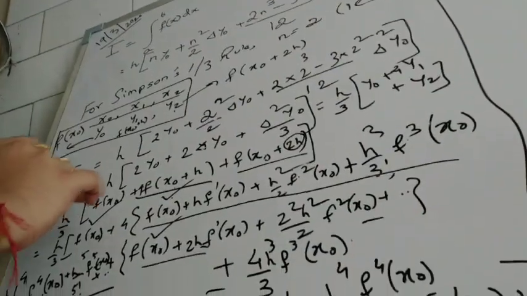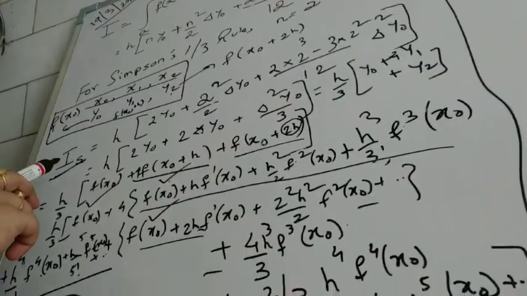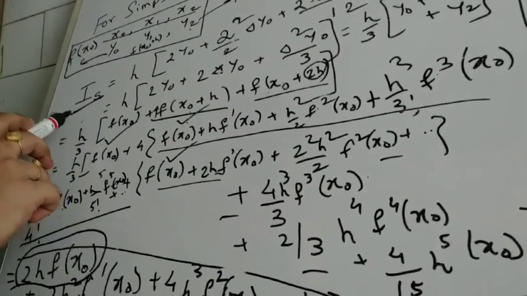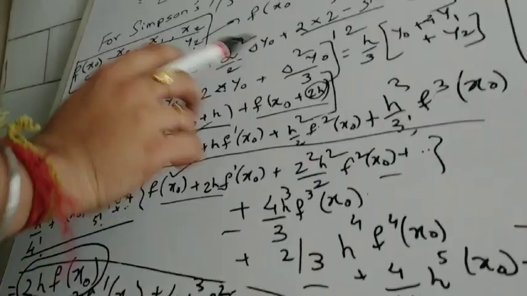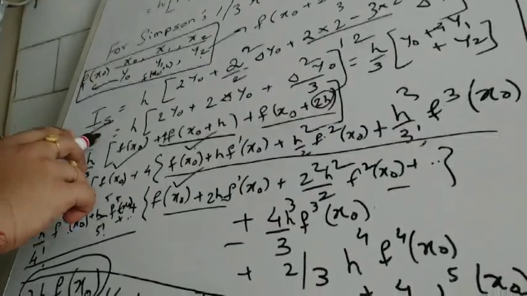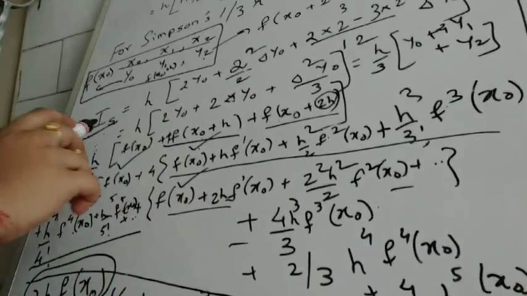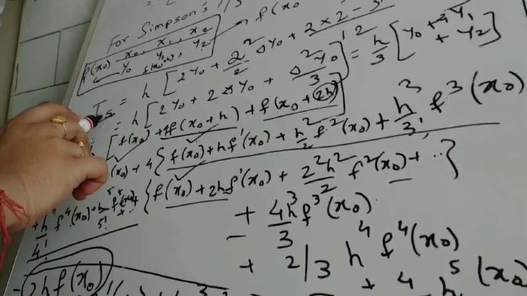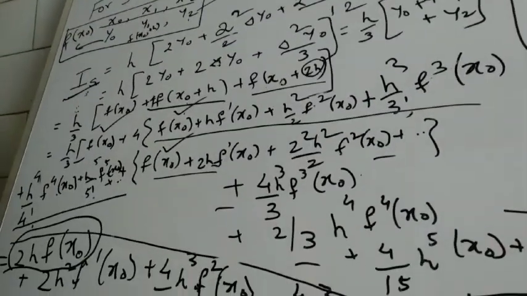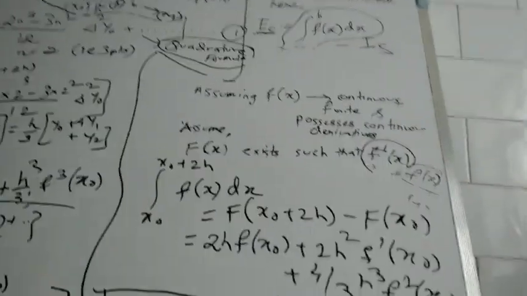Now keep it as it is. So I have just found an expression for Es, S for Simpson. Similarly, for the earlier case, we found it, the same thing. I have written Es, since this is for Simpson's 1/3 rule. Fine. Now let's come back and find the error.